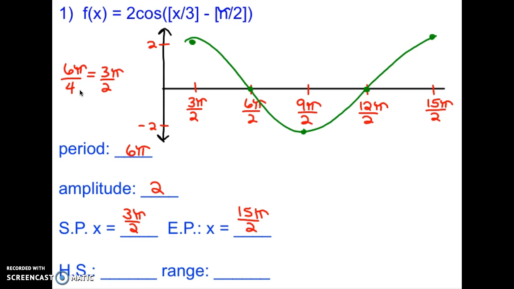What I know then is since my graph began with an x value of 3 pi over 2, and it originally started at 0, this shifted to the right 3 pi over 2, so I'll write that. And my range, like we filled in yesterday, all my y values are between -2 and 2.